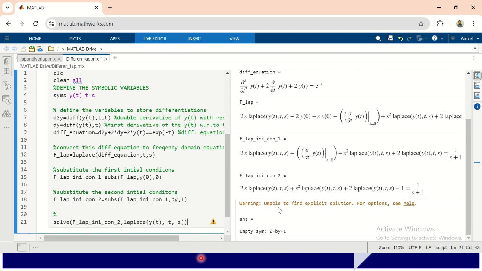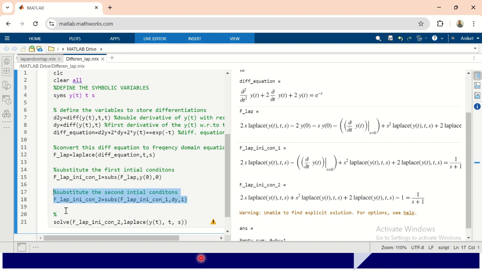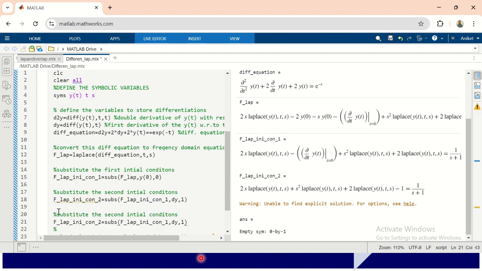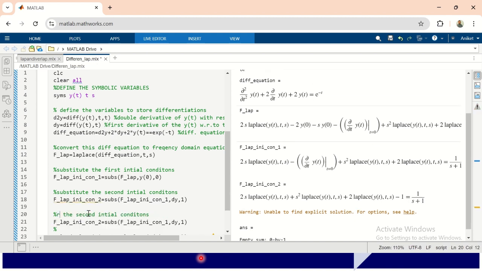You can see the warning: unable to find explicit solution. So to perform this solution, or to segregate Laplace y of t, s, we have to substitute some variable here. Now replace.